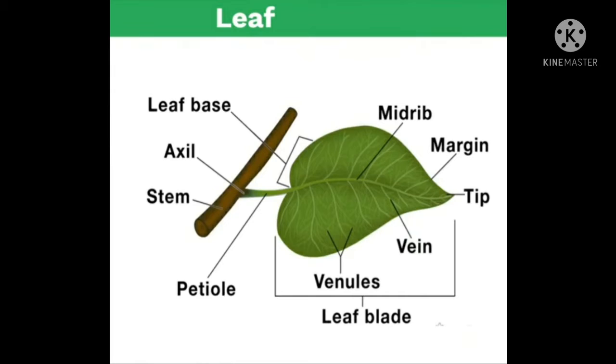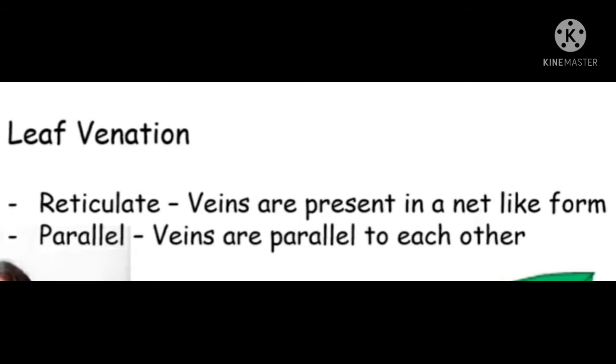From the center of the leaf, a dark line arises and it ends at the tip of the leaf. This dark line is called midrib. From the midrib, many branches come out and taper to the leaf. These branches are called veins. The boundary of the leaf is called leaf margin. The pattern of the veins on the leaf is called leaf venation.